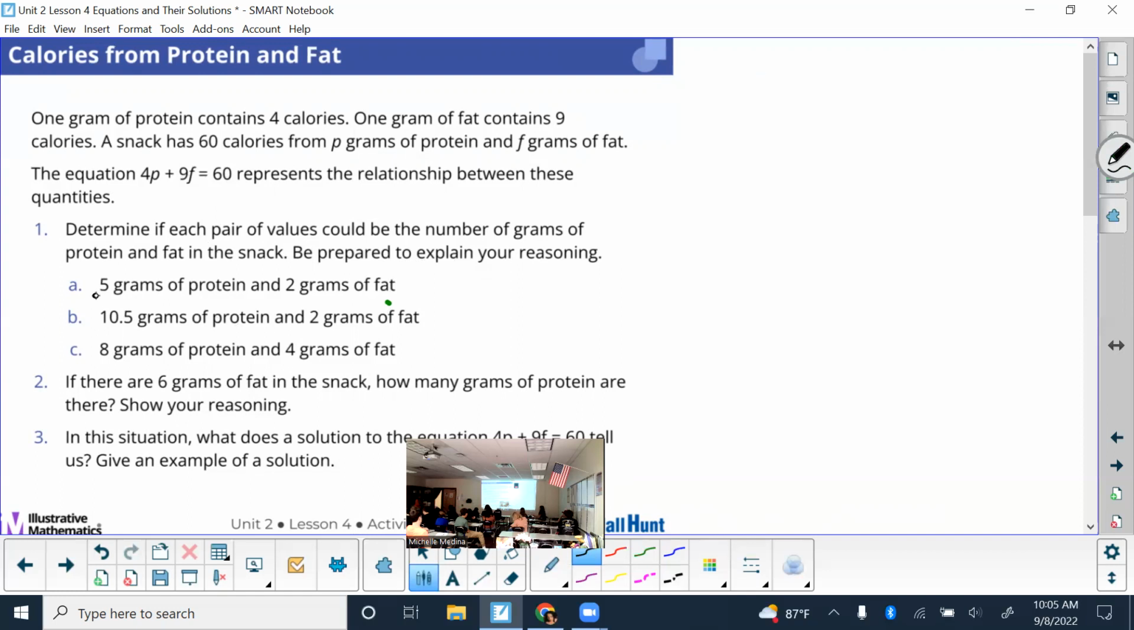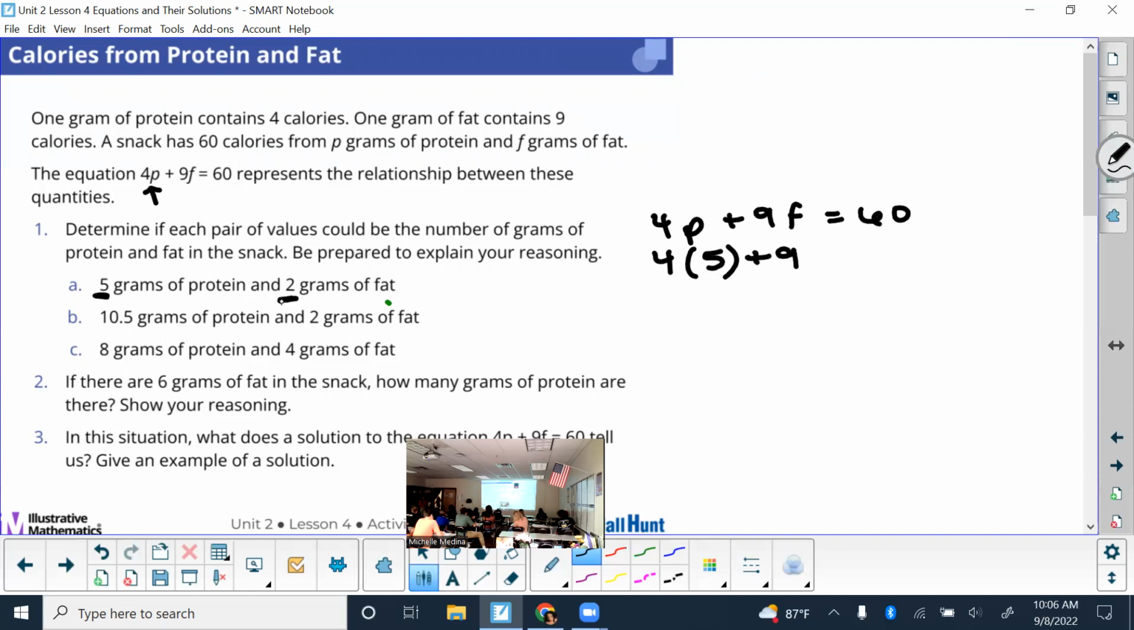Where would I enter this 5? Because P stands for the protein. So rewrite your equation. But now instead of P, we're going to plug in a 5. Anytime you plug stuff in, use parentheses, because this implies multiplication right here, so this needs to be multiplied.